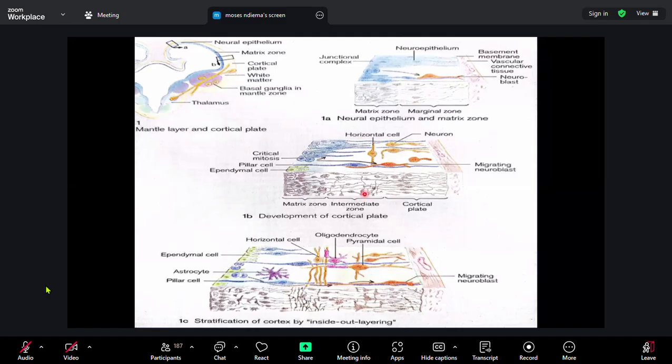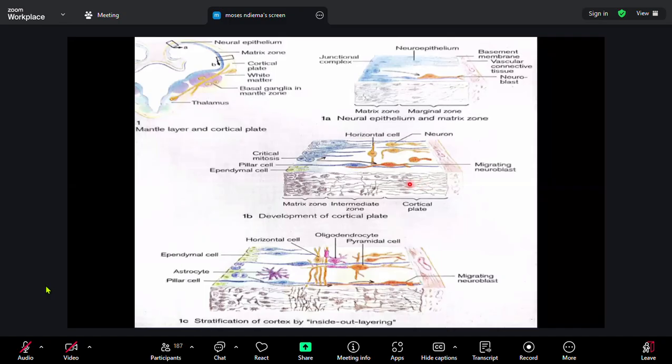The second wave of migration of cells bypasses the intermediate zone and comes to lie very close to the outside, forming a cortical plate. These cells in the cortical plate are still able to undergo mitosis. They can undergo mitosis and therefore develop to form the other layers of both the cerebral cortex and the cerebellum.